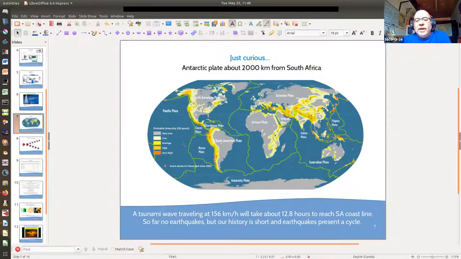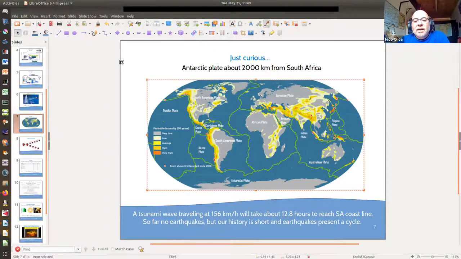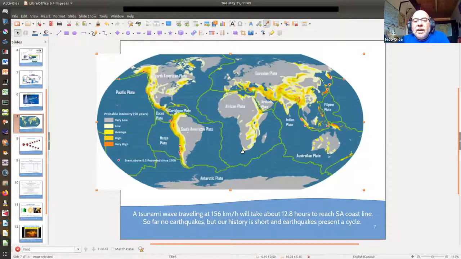These are the different tectonic plates. It's a beautiful drawing here of the tectonic plates, and where the intensity of earthquakes can be expected to be large or very high, average, or low, right? So in most of Africa, everything is low. Although here in South Africa, we have a very low, and here we have a low. So we don't expect many earthquakes. This is our corner right there. A little bit of average close to Cape Town.